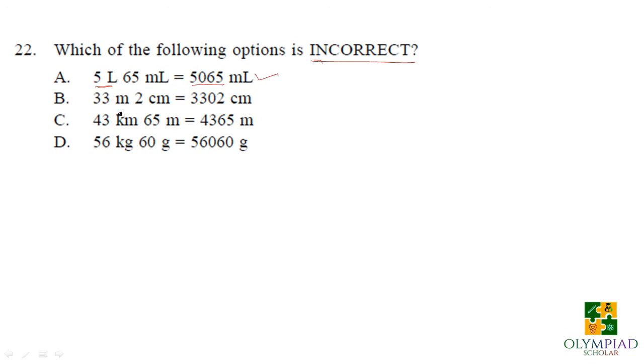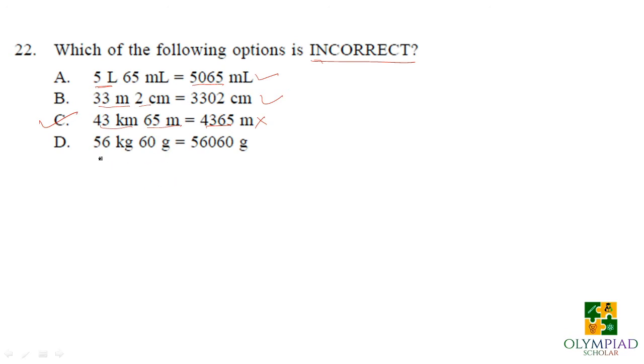It is correct. 33 meter 2 centimeter, which is 3300 plus 2, that is 3302. Again it is correct. So 43 kilometer 65 meter. It has to be 43,065. But here it is 4365. So this is wrong. And as per our question, this option is incorrect. So this will be our correct option.